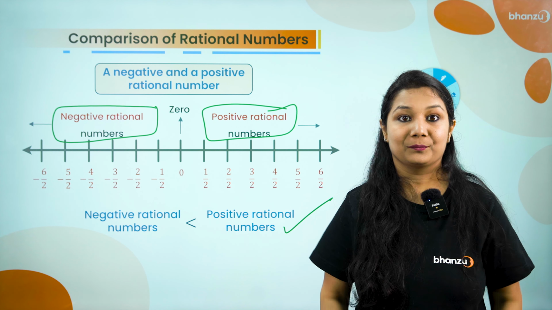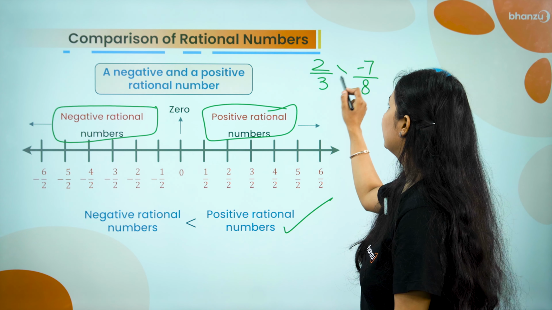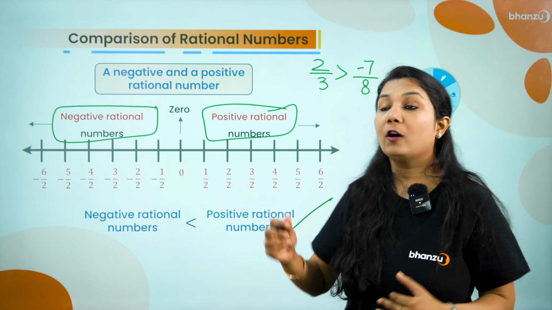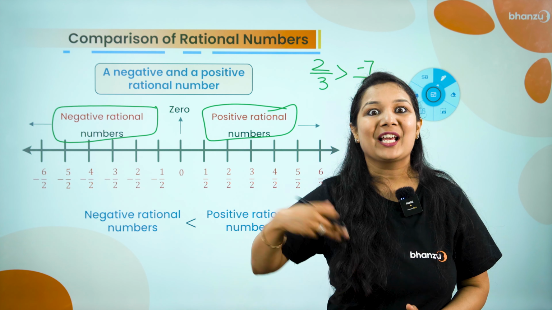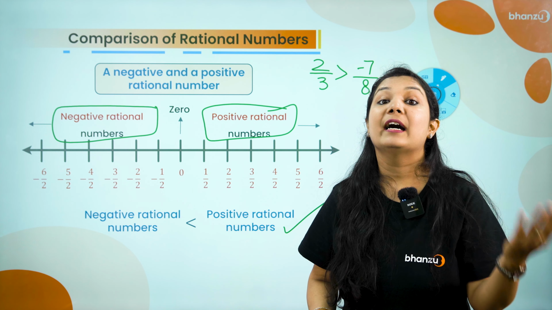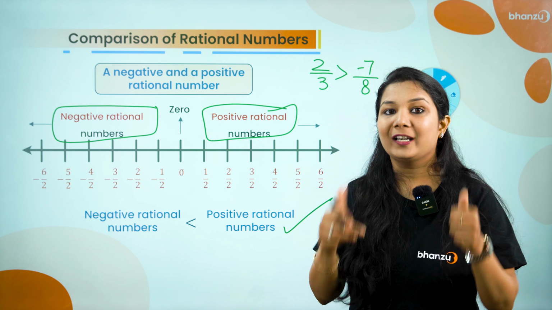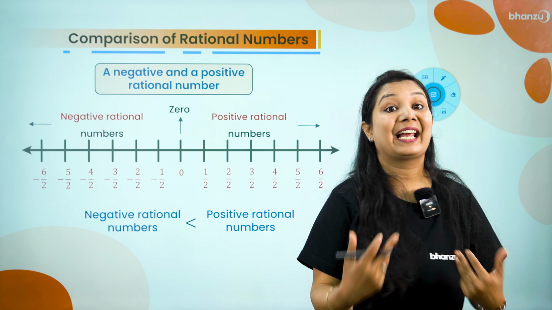So it's very easy. If they give you 2 by 3 and minus 7 by 8, you don't have to check anything, you can directly say this is greater. Why? Because it lies on the right side of the other number on the number line. Positive rational numbers are always on the right side of the negative rational numbers on the number line. Got it, everybody? Yes.